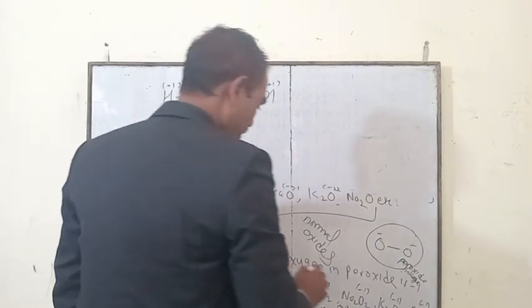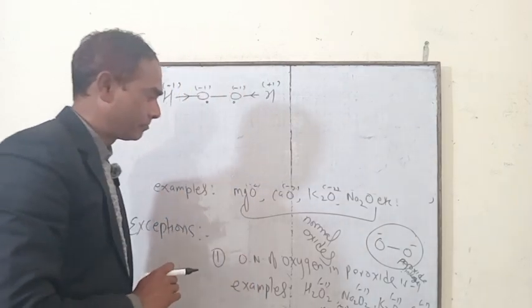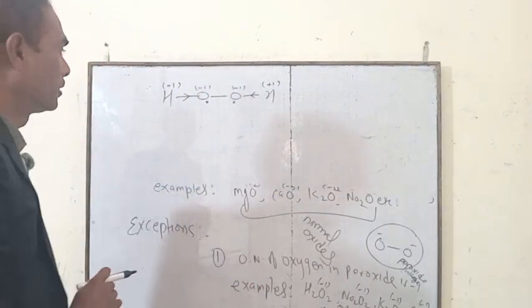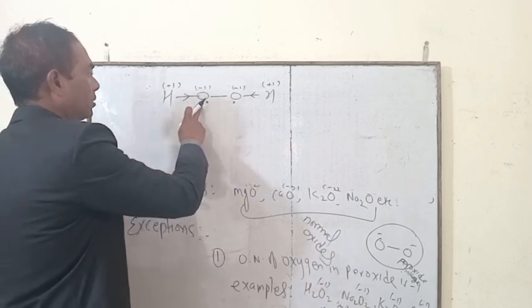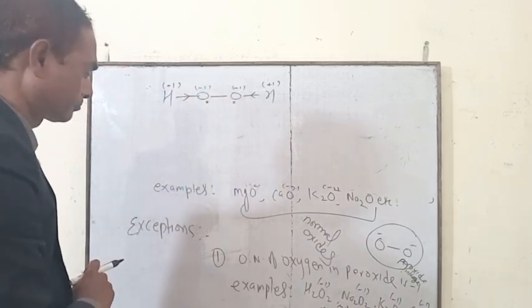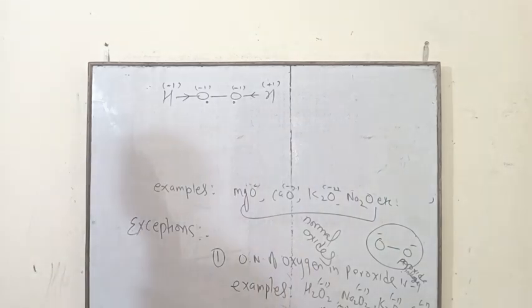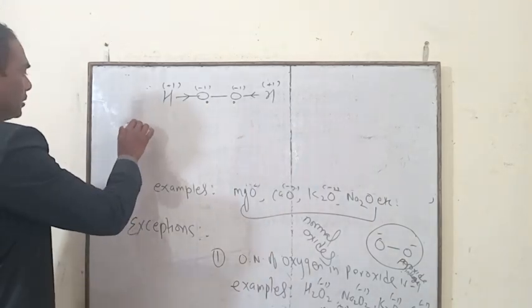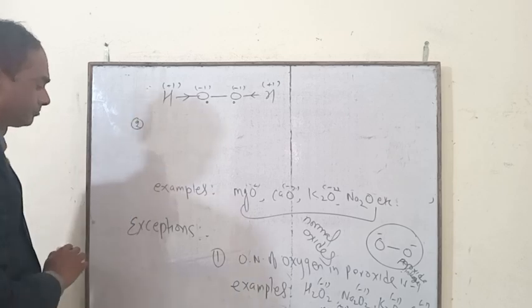In the same way, in case of sodium peroxide, potassium peroxide, calcium peroxide, oxidation number of oxygen is -1. Second exception.